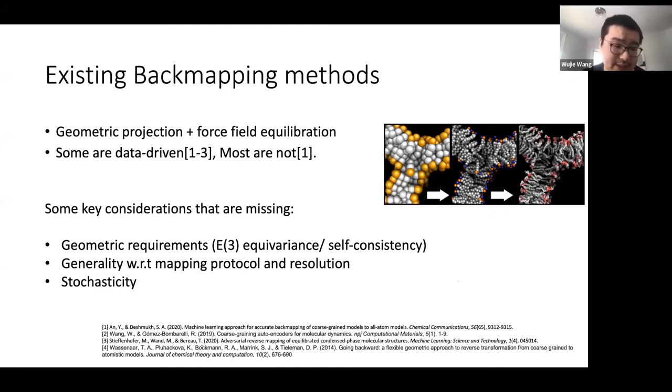Another consideration that has been missing in the past literature is that coarse-graining destroys information. So when you backmap, you naturally want your backmapping technique to recover the missing information, or the information that has been coarse-grained out, during your backmapping operation. So that would mean that you want to construct a probabilistic backmapping tool to account for the missing information. Those are the three considerations that have been missing in the past literature.